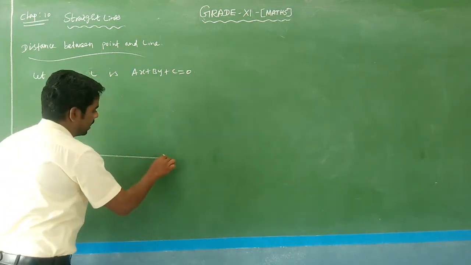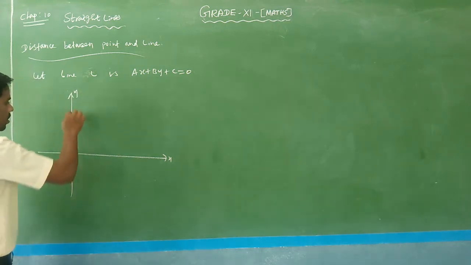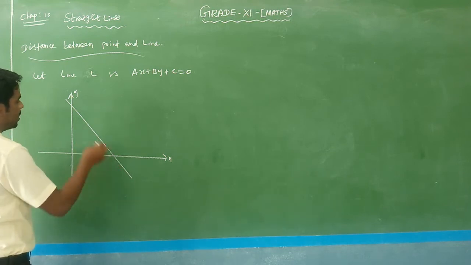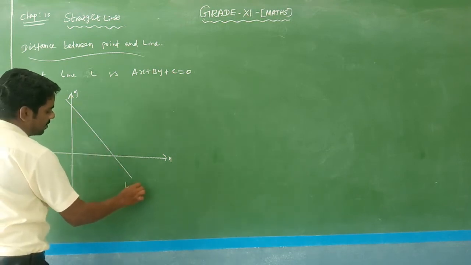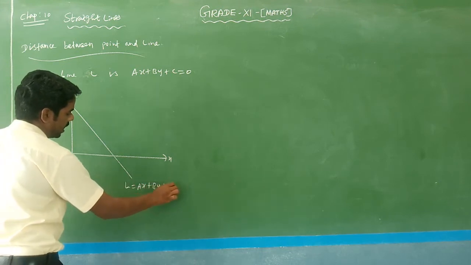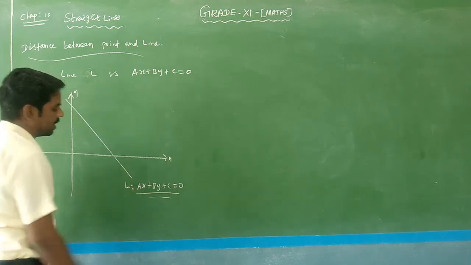Draw this line in the xy plane. This is the xy plane. This line L is ax plus by plus c equal to 0. That is L. This line's name is L. Okay, right.